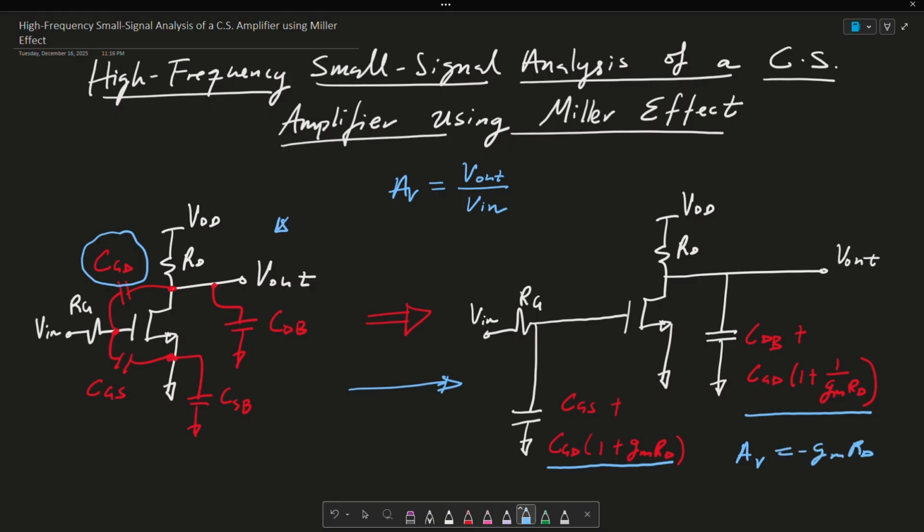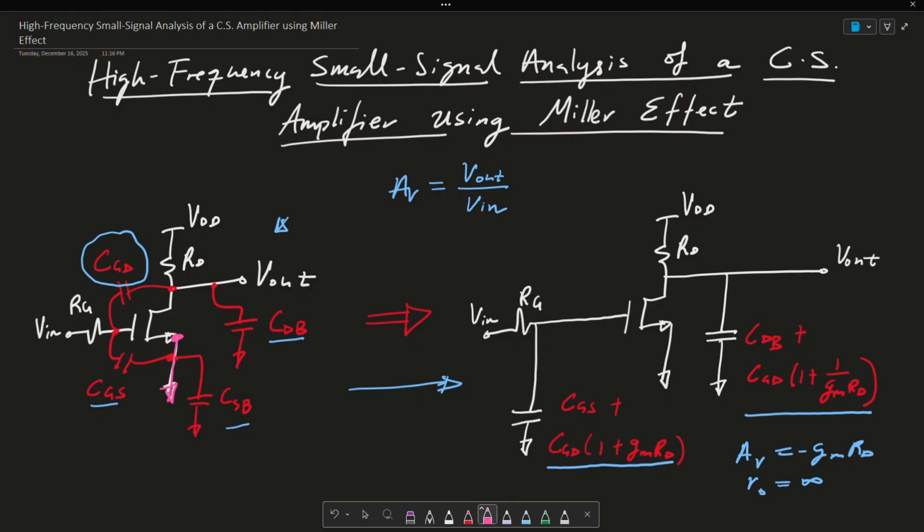And when I say ideal here, I mean in the sense that there are no parasitic capacitors, okay? And there's no channel length modulation. So for example, RO is equal to infinity. And my source located here is connected to ground. So there is no source degeneration.